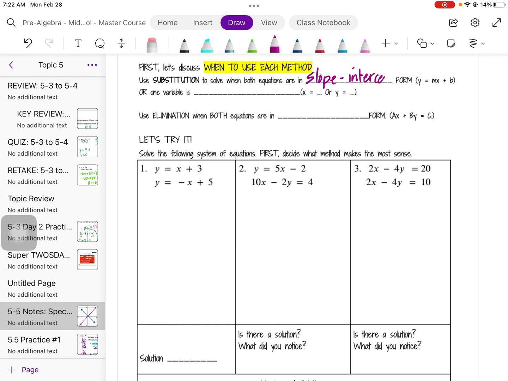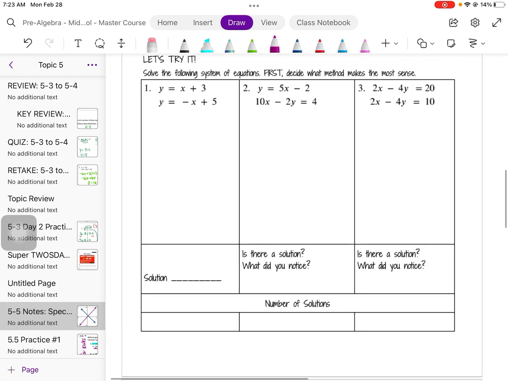And of course, this is when we're not graphing them. So maybe we don't have graph paper handy and we just want to solve them algebraically. Or when one variable is isolated. That means one equation is an x equals or a y equals equation. Elimination is a method we use to solve when both equations are in standard form. And remember, that's our ax plus by equals c, when both variables are on the same side of the equation.